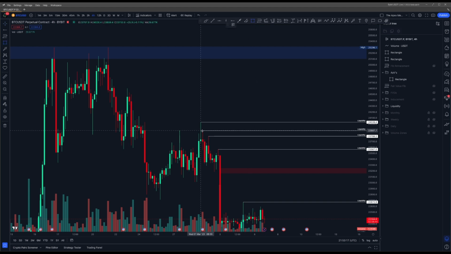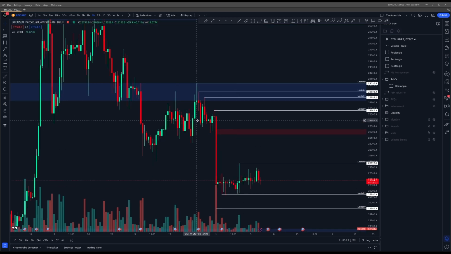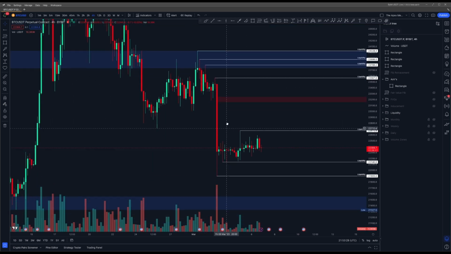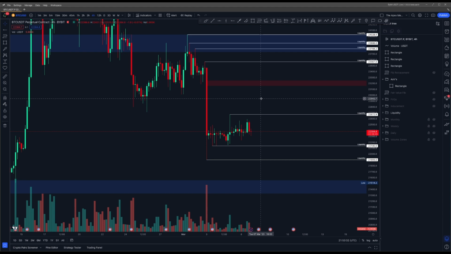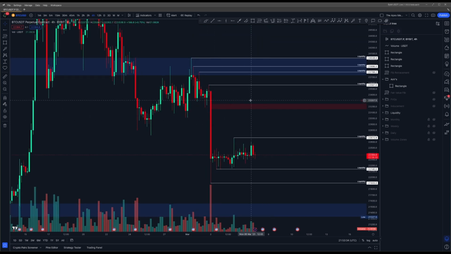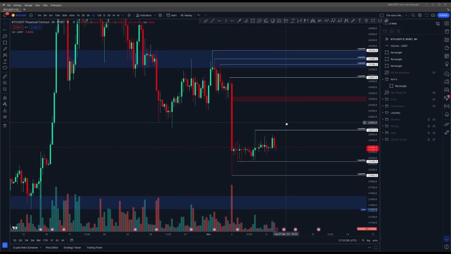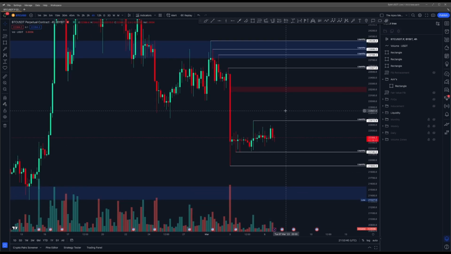Next order block we see is this one here. Again, nice test on the second one, nice test on the third one. Beautiful move to the downside, perfect order block, entry to the downside. So order blocks, fair value gaps, liquidity zones, mapping these out. These are all fantastic ways in which you can look at areas on the chart and just give yourself a better chance at getting an entry.